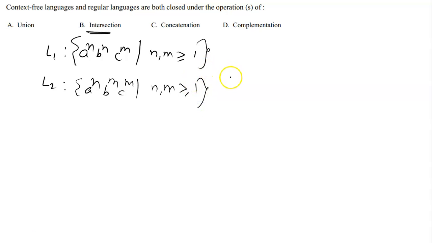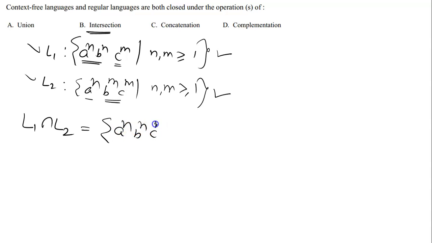You can see that L1 and L2 both are CFL. Very easily you can see this is a^n b^n c^m, and this is a^n b^m c^m. So L1 is CFL, L2 is CFL. Now what is L1 intersection L2? L1 intersection L2 is a^n b^n c^n, where n is greater than or equal to 1.